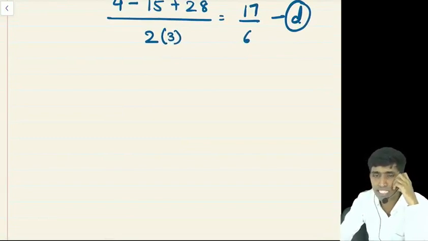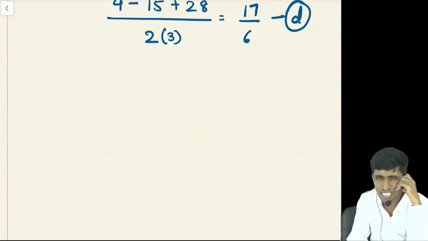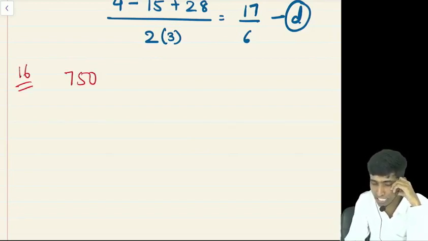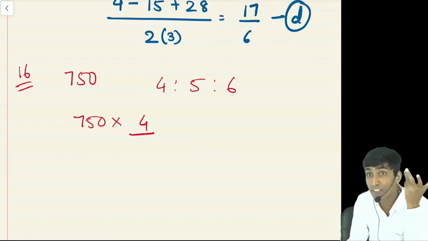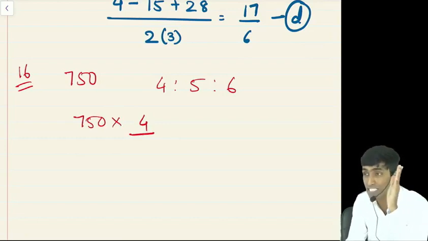15th question I'm not solving. 15th is easy, okay? 15th is homework. 16th is also easy. Division of what? 750 into 3 parts. What should be the ratio? 4 is to 5 is to 6. 750 into 4. What should be the denominator? 15. Why 15? 4 plus 5 plus 6.